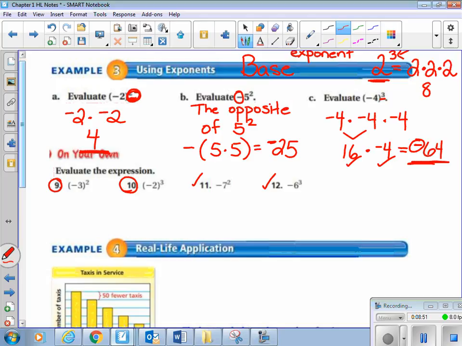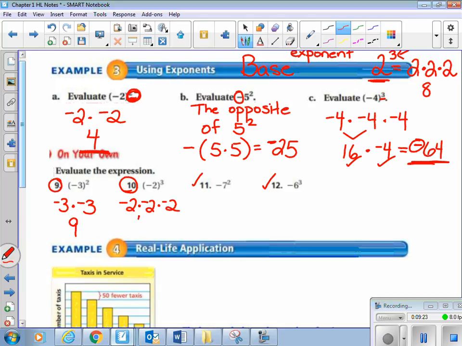In number 9, I would read that as -3 squared, which is -3 times -3, which would give me a +9. In number 10, I would read that as -2 cubed. So I notice it's an odd exponent, so I should be reminding myself a negative number being raised to an odd exponent should yield me a negative answer. Let's see if that happens. -2 cubed would be -2 times -2 times -2.